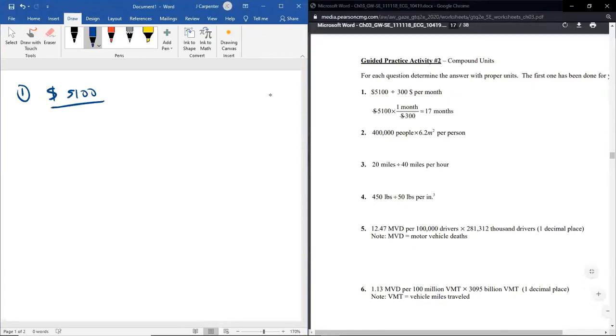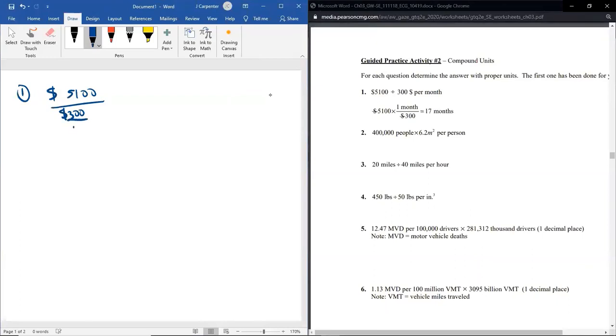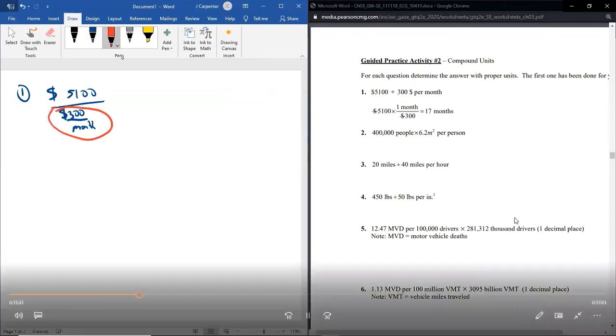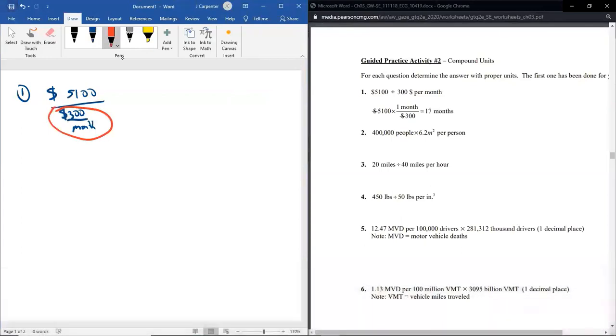Now, some people might write it this way, and then $300 per month. Remember, the word per always means a division and the thing goes in the bottom. And you might say, well, Mr. Beckner, you already had a bottom. Well, I did, but the thing is, that $300 per month is its own entity. So when I divide by that, it's going to have an extra fraction.